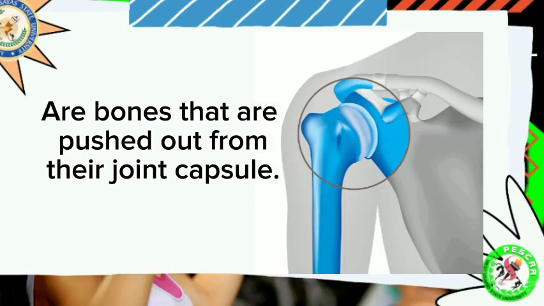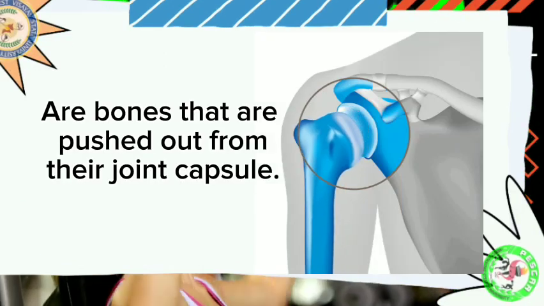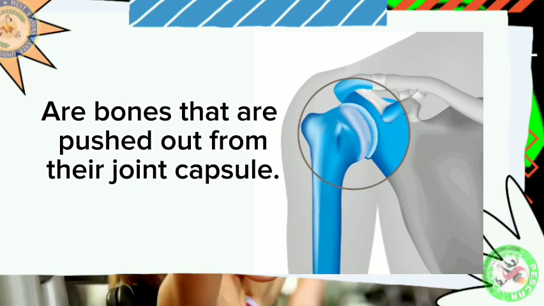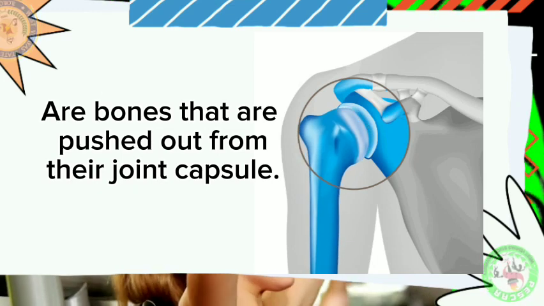Dislocations are bones that are pushed out from their joint capsule. When the bone is pushed out from the proper alignment, the injury will cause a deformity and constant pain.